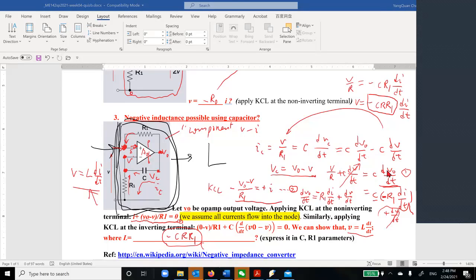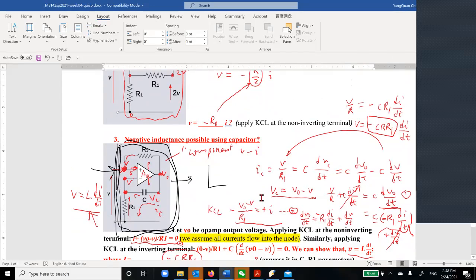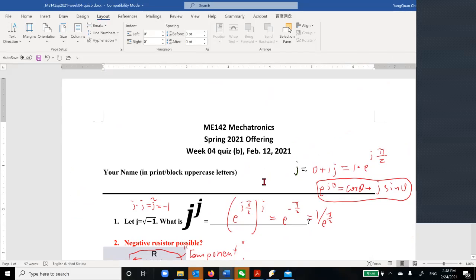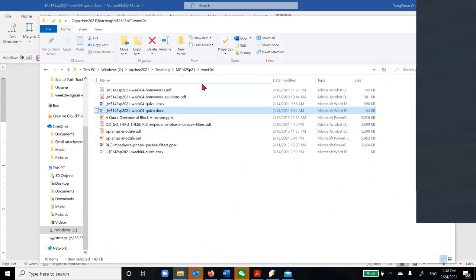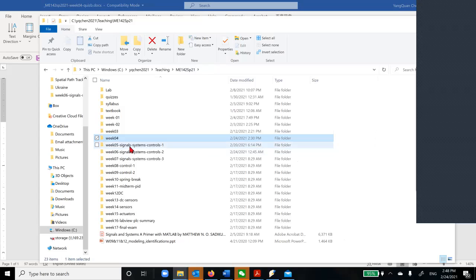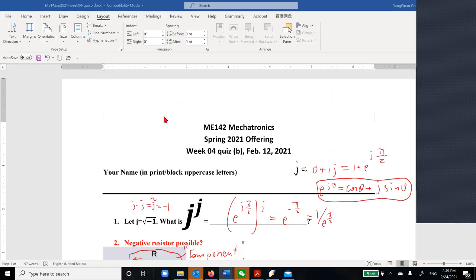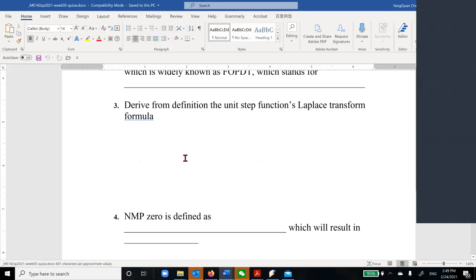So good. That's our quiz B. Please, if you feel this is still confusing, please work on it. How about our quiz A? Actually, we have quiz A, which is much easier. So I don't think we need to do this.